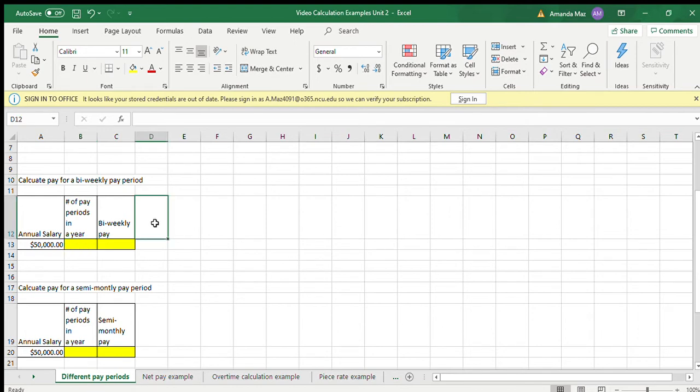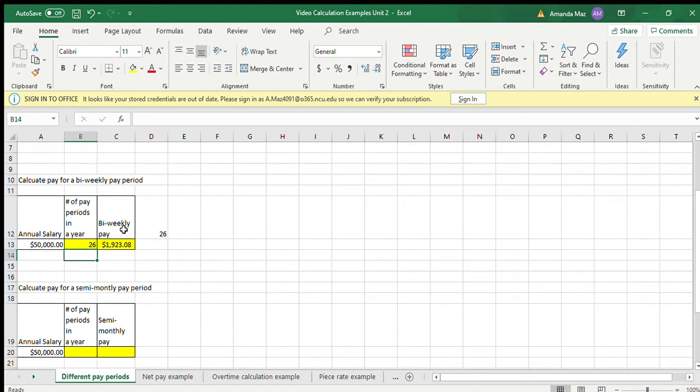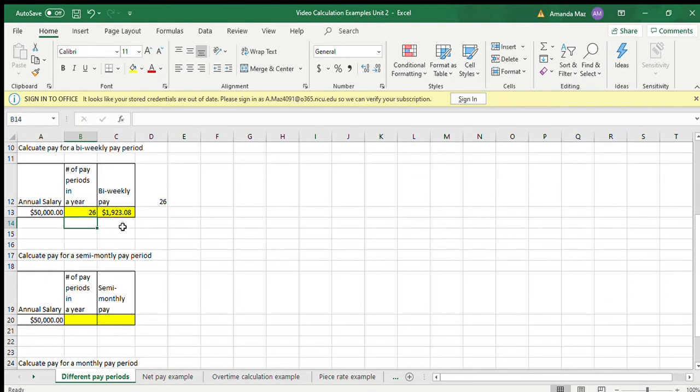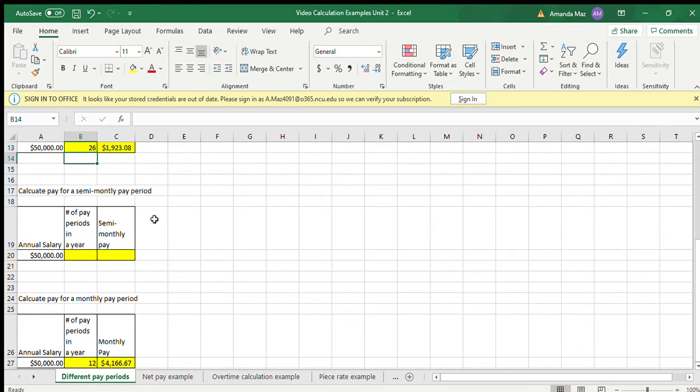For a biweekly pay period, this means that a person is paid every 2 weeks. So this will equal 26 pay periods for the whole year. We can enter 26 right here. And for the biweekly pay, let's divide 50,000 by 26. So here you will have a biweekly payment of $1,923.08.